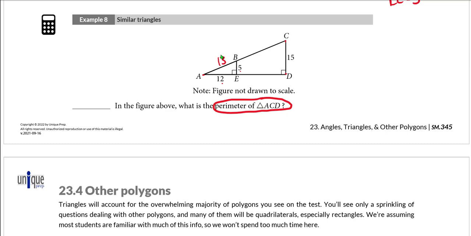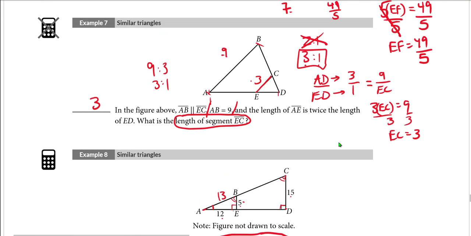Did we even need that 13? I'm not even sure we needed that 13. Yes, we did need that 13. Why did we need that 13? Because the 5 and the 15, by the way, how do we know these are similar triangles? We already talked about this. We know that angle A is equal in both ABE and ACD. And angle B, we have the 90-degree angle here. Therefore, angle B and angle C must be equal to each other.